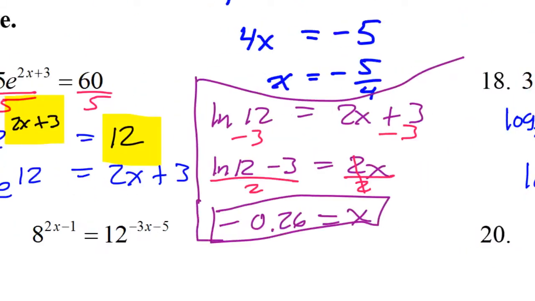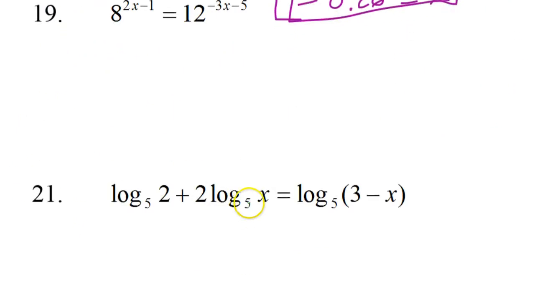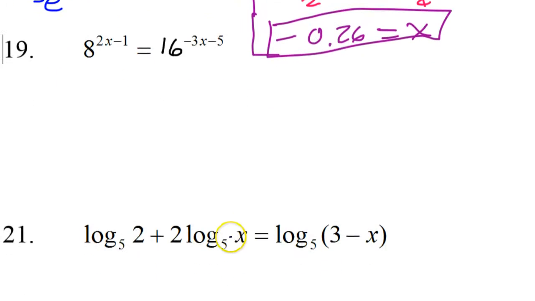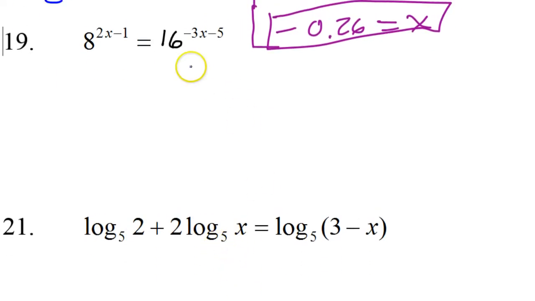All right, number 19. So we need the common base like Marash and I were talking about. Both of these can be written with a base 2, because 8 is 2 to the third power, and 16 is 2 to the fourth power. All right, so they're both base 2.